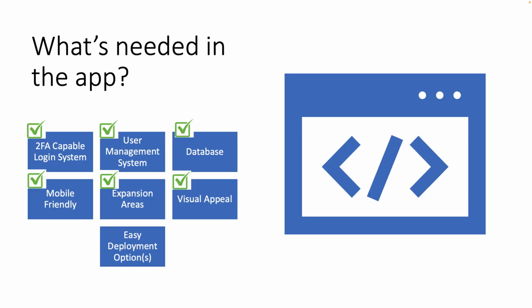Today we're going to be talking about building applications, of course, and about the things that are required when you launch an application. In the past, we've covered things such as building a two-factor authentication capable login system, how to work with databases, how to build out user management screens, how to make your application mobile friendly, and also how to give it some visual appeal. And we've covered some options when it came to deployment, but today we're going to take a look at deployment in greater detail.